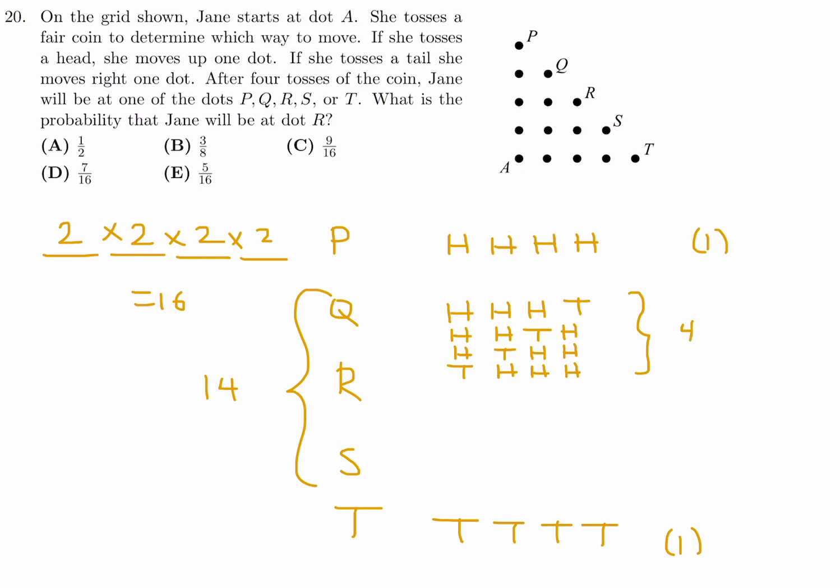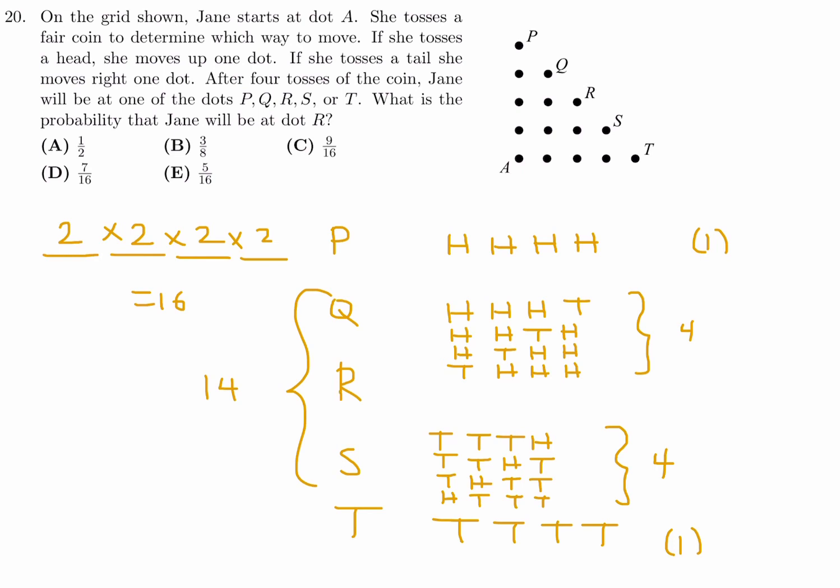And S is very similar. It's up 1 and 3 across. So that means it's 1 H and 3 tails. So in a very similar way, you can get the combinations of moves that would take you to S as follows. Oops, put too many H's there. And then we have the H, T, T, T. And then that is, of course, also 4.